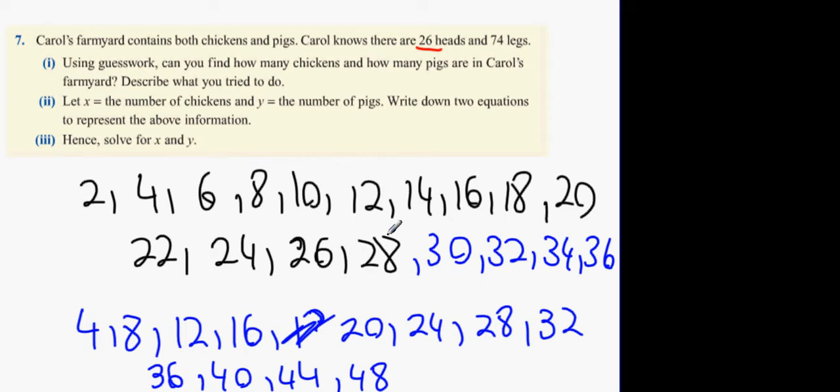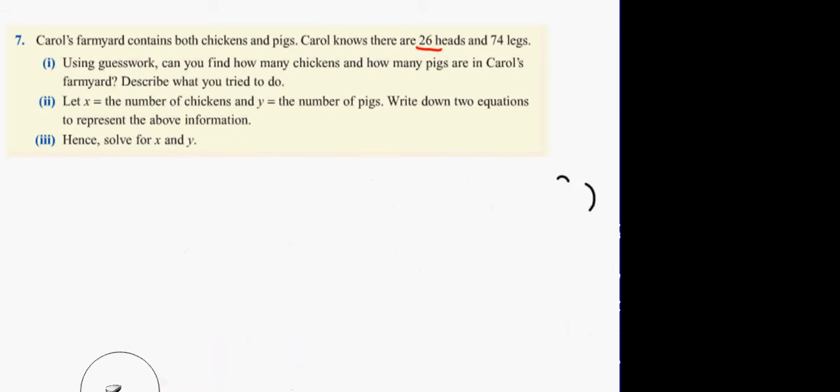We could have maybe had a different combination that wouldn't have worked. We could have had maybe 26 and 48, which wouldn't have worked. Okay? Now, what we're going to do next is we're going to let X be the number of chickens and Y be the numbers of pigs. There's actually no need to do all that. It does say in part 1 using guesswork, which is what I was doing. Now, this is the mathematical way of doing it. Yes?